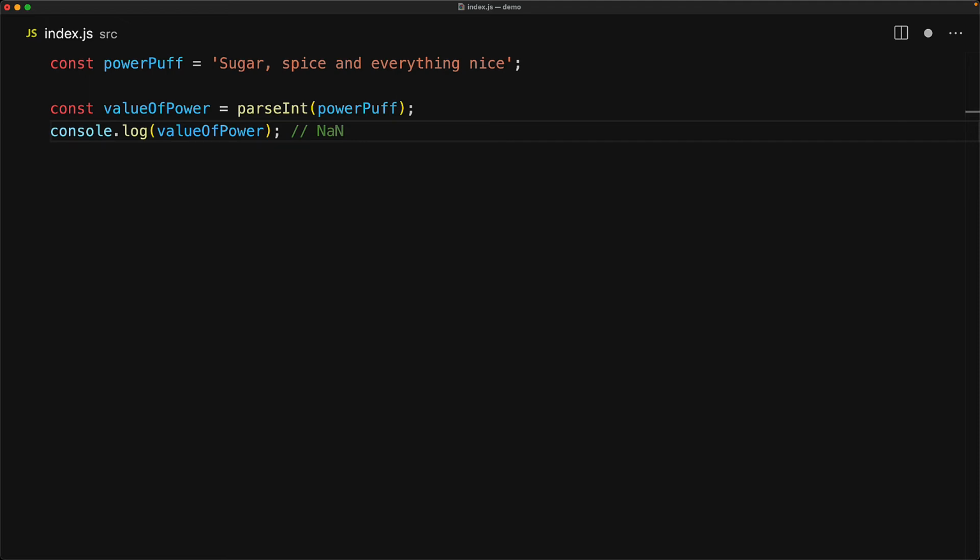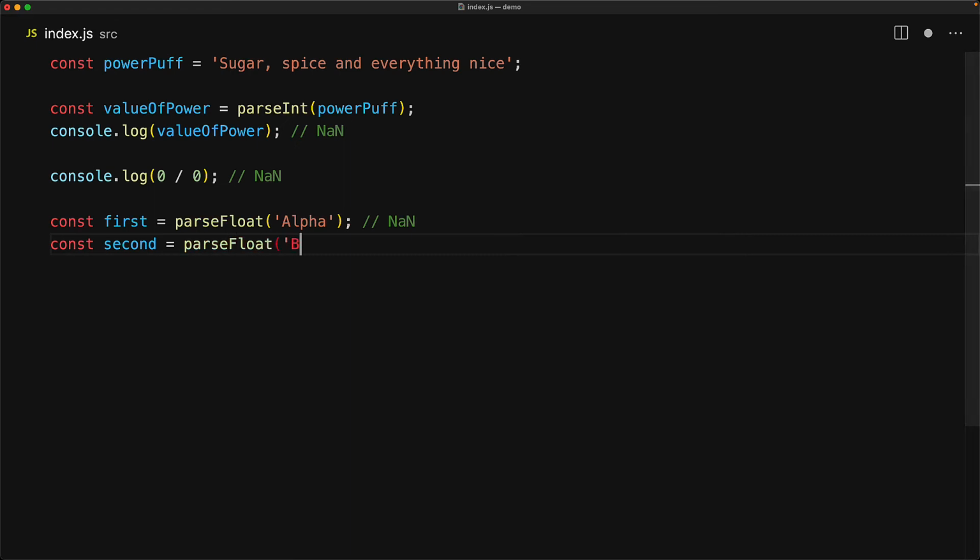Beyond parsing things that clearly cannot be a number, the NaN literal also shows up in other scenarios, for example when we try to divide 0 by 0. There is a very peculiar but completely reasonable behavior observed within NaNs that is best explained with a simple example. Here we have two variables, first and second, which are the result of parsing two different strings. Now both of these are going to be NaN, but clearly alpha and beta are not equal to each other, therefore it makes reasonable sense that first should not be equal to second.